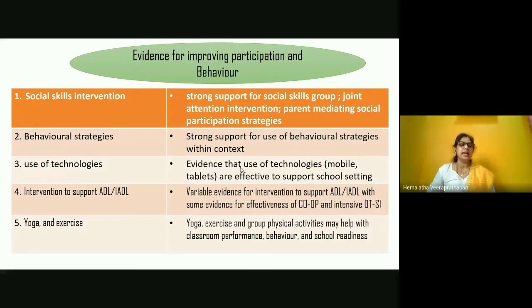Use of technology. Even though we say technology is creating a lot of restrictions, evidence says that with mobile and tablet, because their visual perceptual skills and visual spatial skills are very good, they can interact with technology better than with real environments. Interventions to support ADL and IADLs: only moderate evidence is available. I hope together we create strong evidence, because we should be proud to say we are occupational therapists making changes in the occupational aspects of every individual.